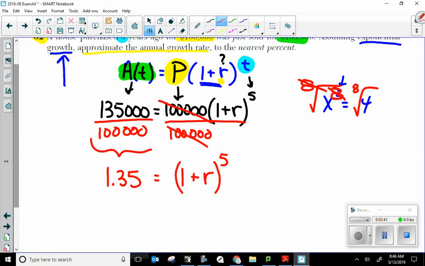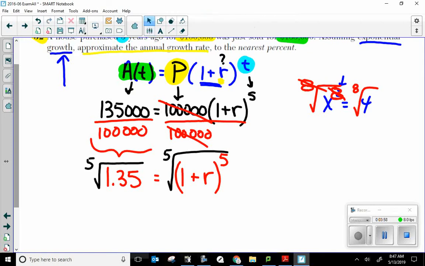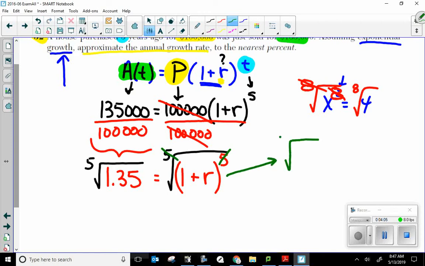Now let's take a look at what we have here. 1.35 equals 1 plus r raised to the fifth. I want to get rid of that fifth power, so I apply a fifth root. What I do to one side, I have to do to the other. Now my fifth power and my fifth root cancel. I have the fifth root of 1.35, which I know is going to give me some long run-on number, so I'm just going to leave it like that for now, equals 1 plus r.